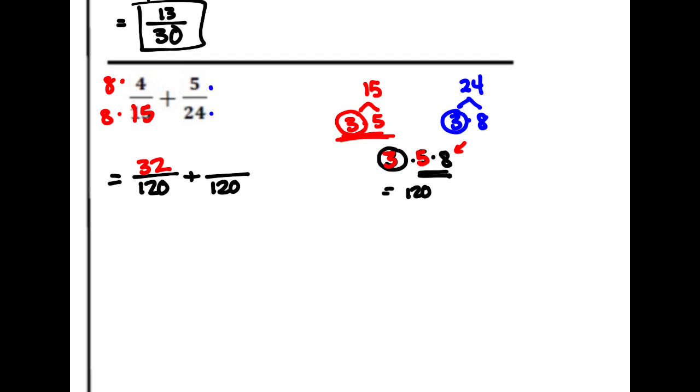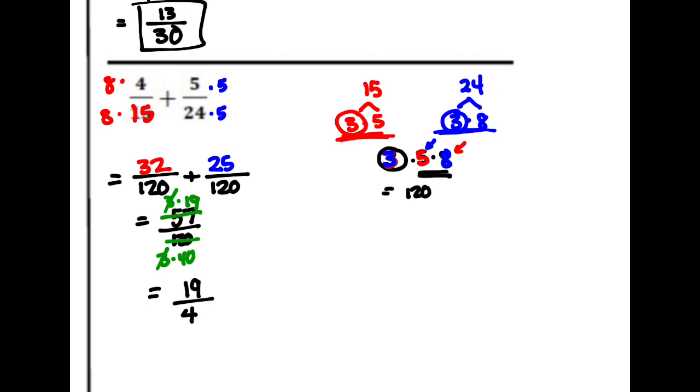What do I multiply 24 by? 24 is 3 times 8, so here's the 3, here's the 8. It's missing the 5. So I times by 5, top and bottom, and I get 25. Add straight across now, and I get 57 over 120. And those each divide by 3. 57 is 3 times 19. 120 is 3 times 40. And the 3's cancel. So I'm left with 19 over 40. There we go.